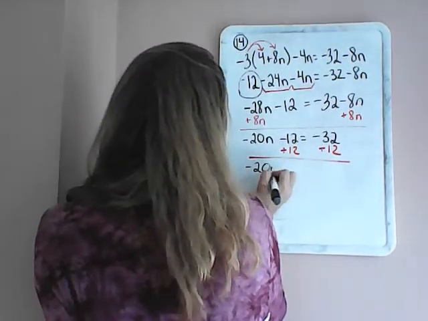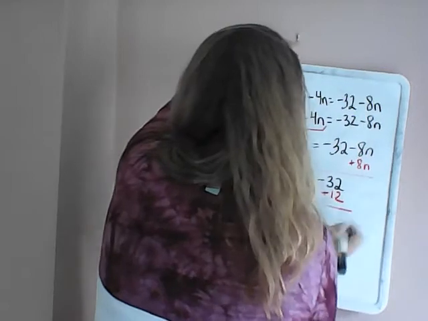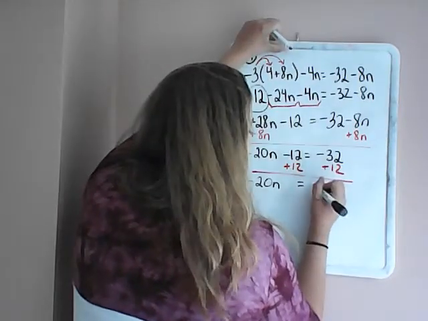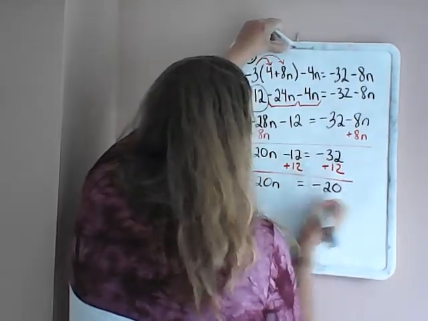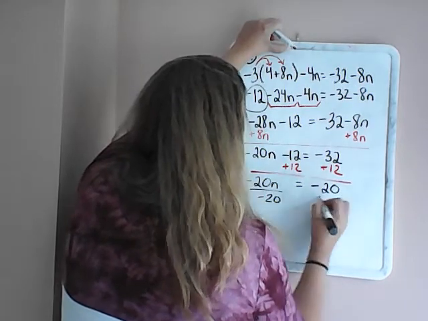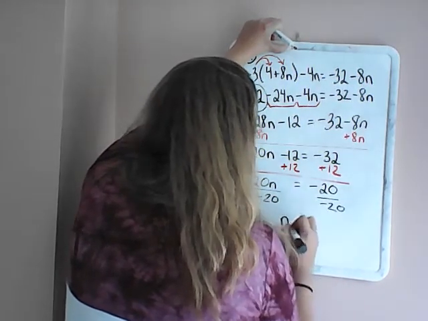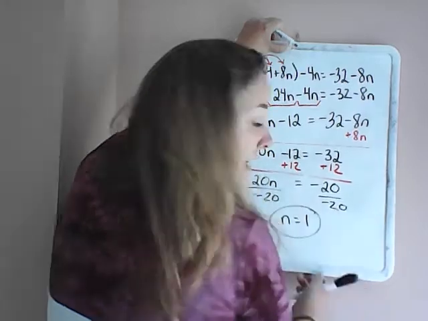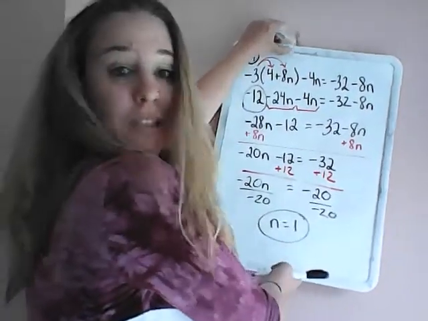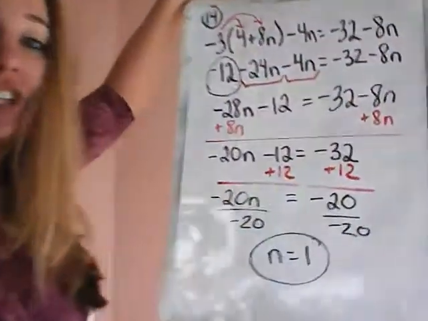Negative 20n equals negative 20. And then we divide by negative 20 on both sides. And n equals 1. And that's how that's done. Okay? You can pause the video, check it all out. You have 16 questions. I just did 2 for you. So we'll work on that in class. Let me know if you have questions.